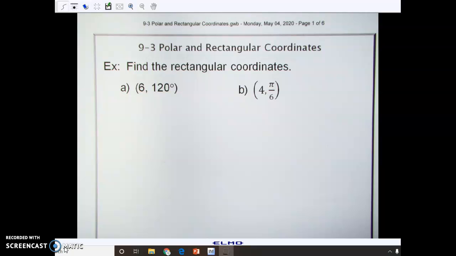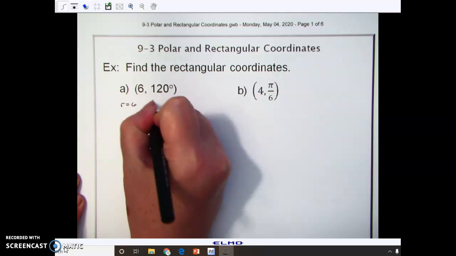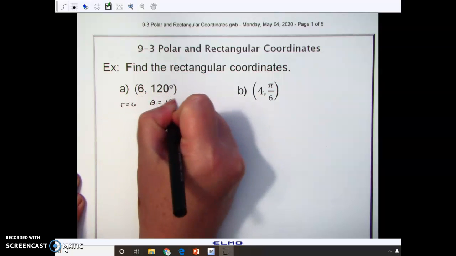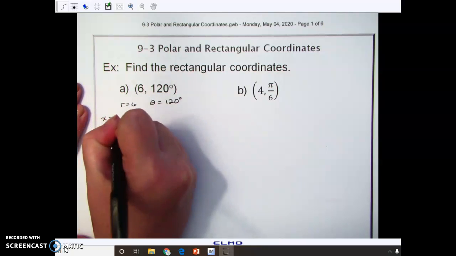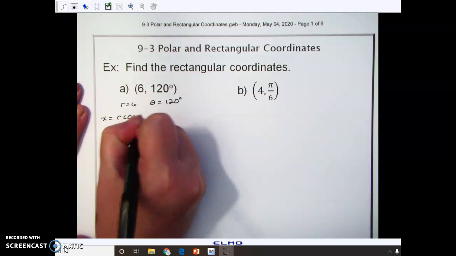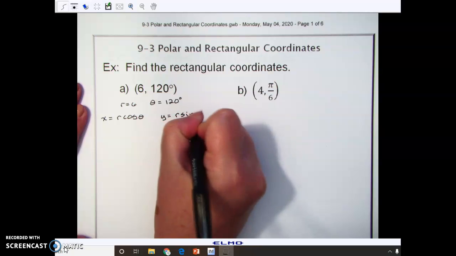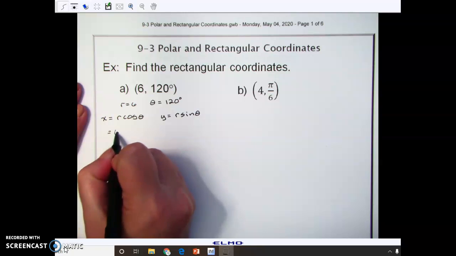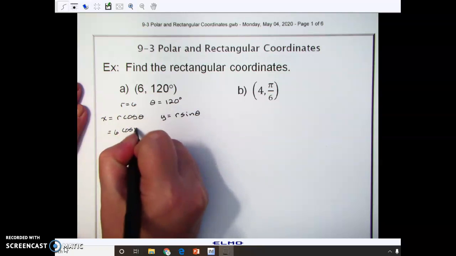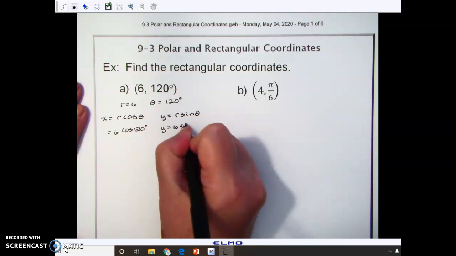Okay, so in this case, we are given an r value of 6, and we're given a theta value of 120 degrees. And we want to be able to find this as an x comma y. So we said that x was going to be equal to r times the cosine of theta, and that y would be equal to r times the sine of theta. And so if we do that, we get x is equal to 6 times the cosine of 120, and y is equal to 6 times the sine of 120.